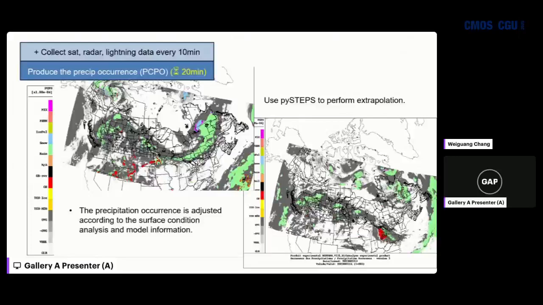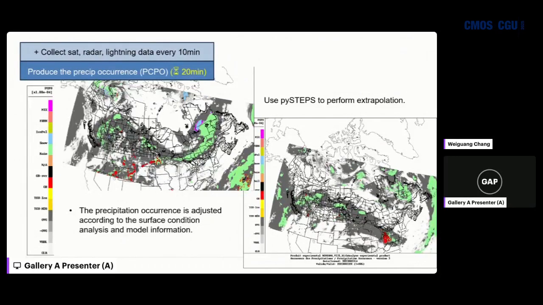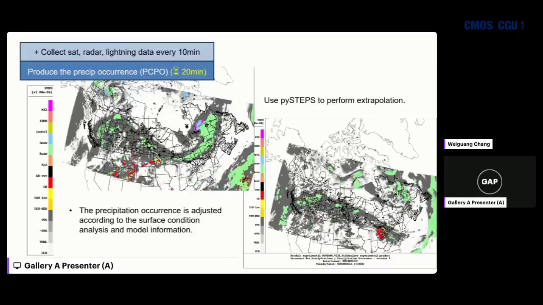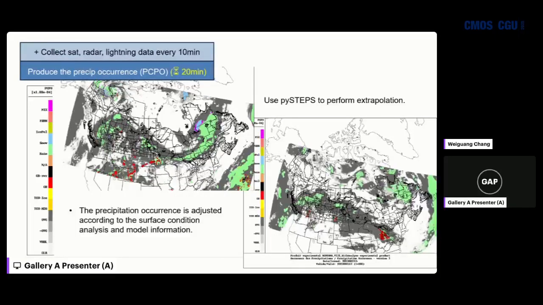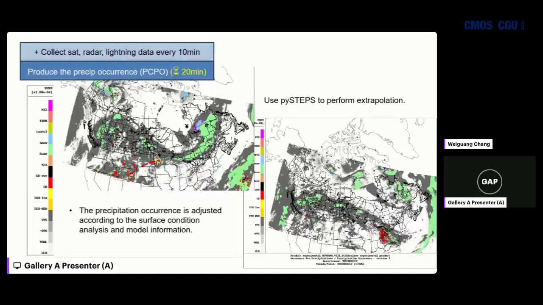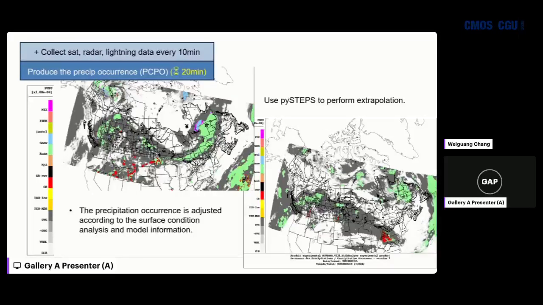This slide shows the PCPO, which is the precipitation occurrence that we produce every 10 minutes. In here, you can see that this PCPO variable is a general image about what's happening in terms of cloud and precip. The gray means it's cloud, and the rain is green. You have intensive precip to the south. You have some snow and mixed precip to the north. And on the left-hand side is the precip. On the right-hand side is the nowcast.